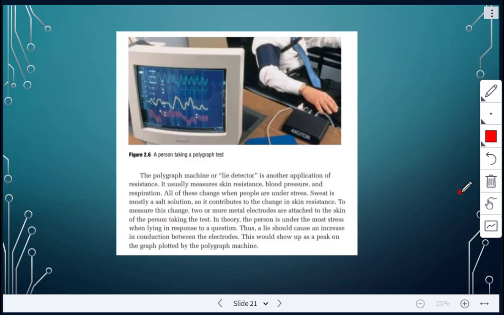So to measure that change, there are two or more metal electrodes attached to the skin of the person taking the test. Basically, how this would work is that the person is usually under the most stress when they're lying in response to a question. So if they're lying, there's going to be an increase in conduction between the electrodes, and that's going to show up as a peak on the graph that's plotted by this polygraph machine.